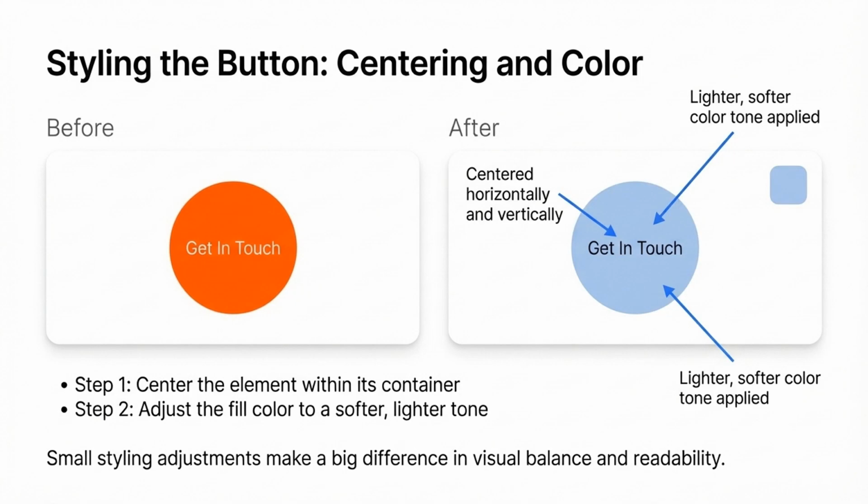You align the element to the center of its parent container. The color adjustment is equally straightforward. You open the color picker, and instead of a fully saturated hue, you pull the brightness up or the saturation down slightly. The result is a button that feels intentional and easy on the eye.